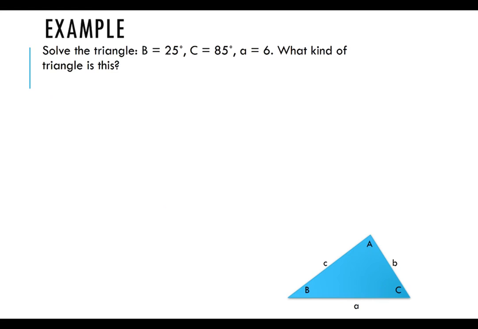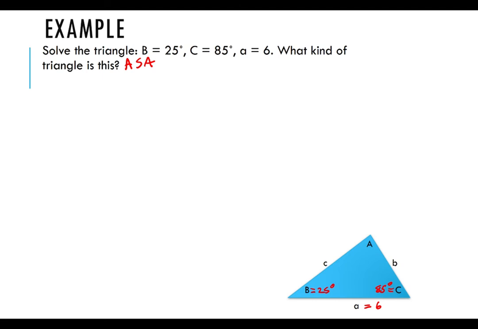So now let's try this one. We're now told that B is 25 degrees, C is 85 degrees, and A is 6. So let's fill it in. Side length A is 6, angle B is 25 degrees, angle C is 85 degrees. Notice in the layout, if I start at one place and move to the other, I have an angle, a side, and angle. So this is an ASA, or angle-side-angle triangle. Well, let's do the easiest thing first.